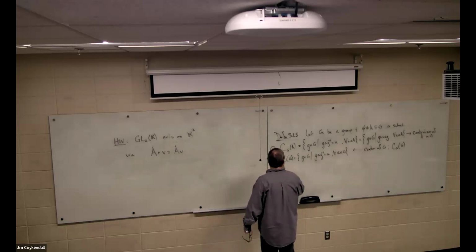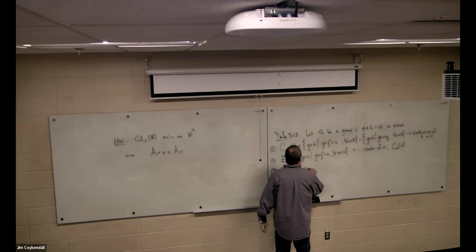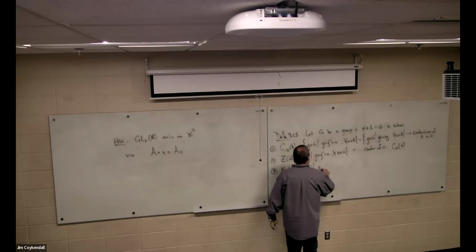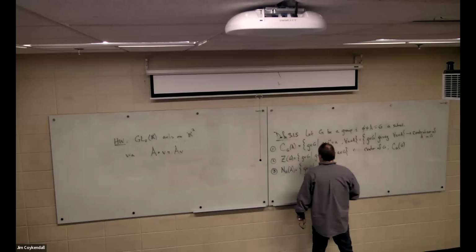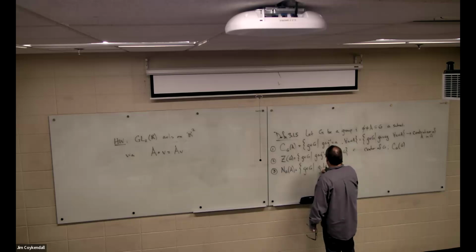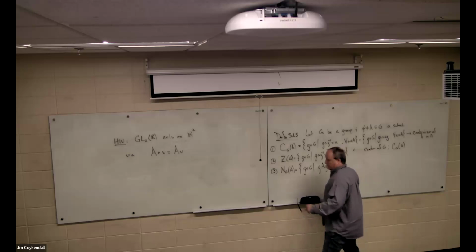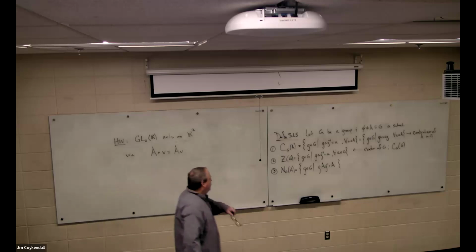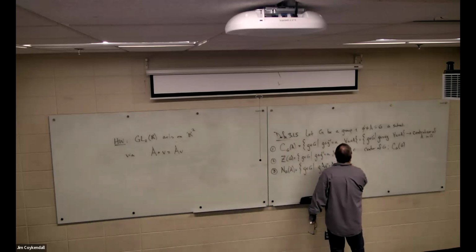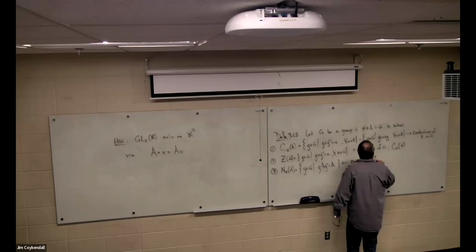And finally, this is the normalizer. This is the set of G in G such that G A G inverse is A. Oops, that's not an N, that's an A. Perhaps I should make clear, this is called the normalizer, N for normalizer of A.